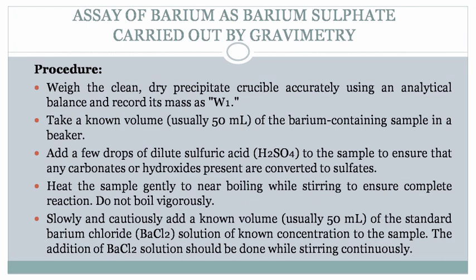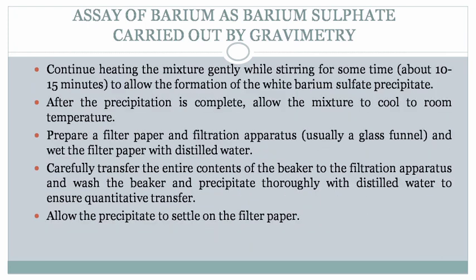Do not boil vigorously. Slowly and cautiously add a known volume, usually 50 ml of the standard barium chloride, BaCl2, solution of known concentration to the sample. The addition of BaCl2 solution should be done while stirring continuously. Continue heating the mixture gently while stirring for some time, about 10–15 minutes, to allow the formation of the white barium sulphate precipitate. After the precipitation is complete, allow the mixture to cool to room temperature.